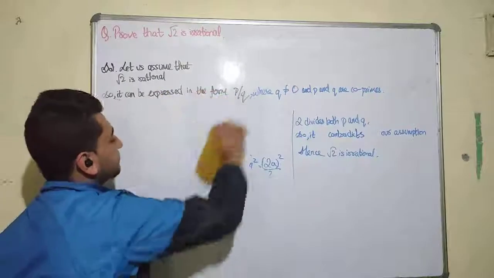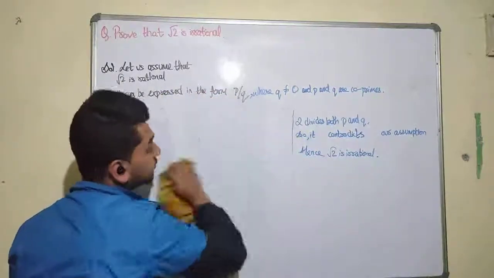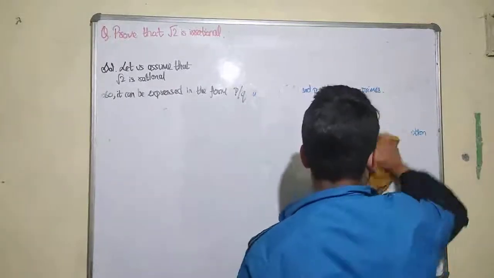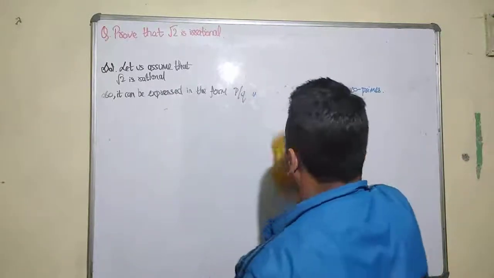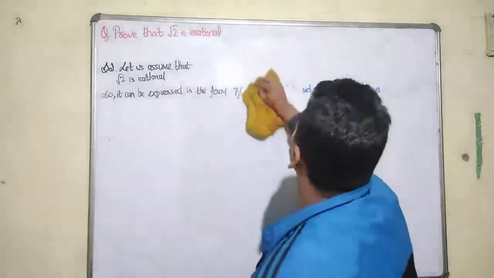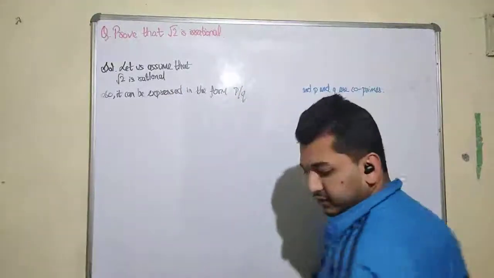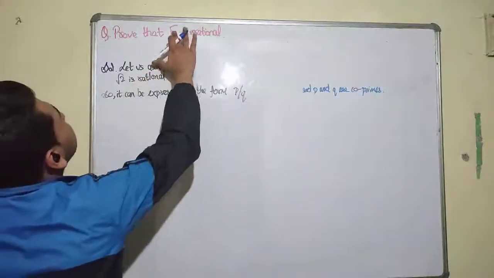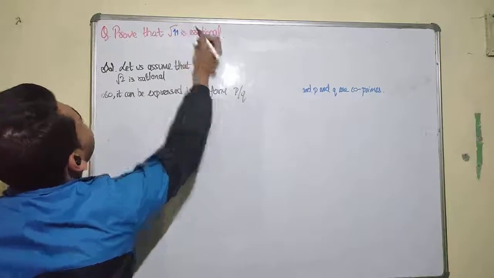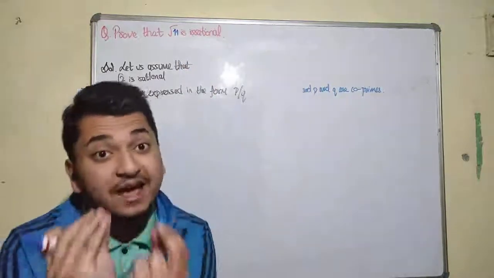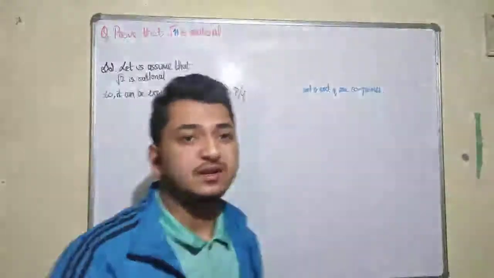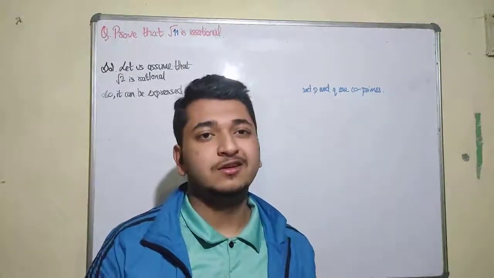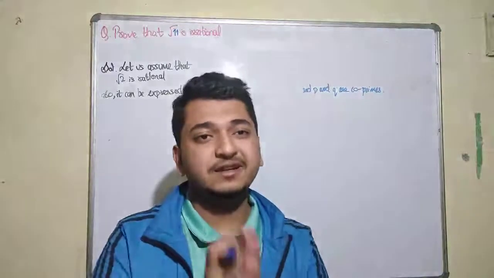The next question would be, I'll write the next question out here. Prove that root 11 is irrational.